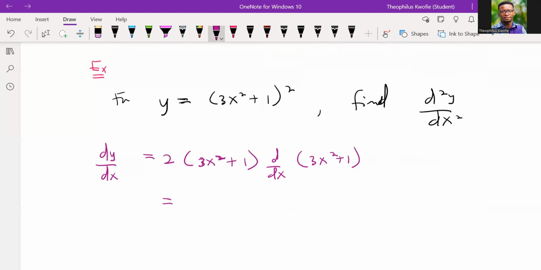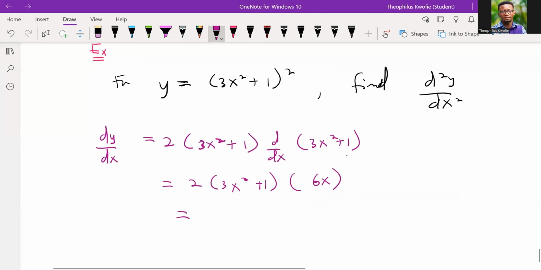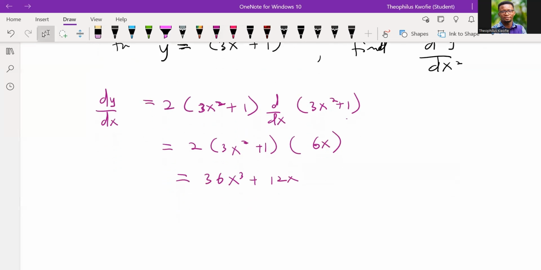So in that case, when we differentiate this, we're going to have 6x. But when we expand this and simplify, we should have 36x to the power 3 plus 12x, right? Then if that's the case, what then becomes our second derivative of the function? That should give us 180x to the power 2 plus 12. We get this one. That's good.